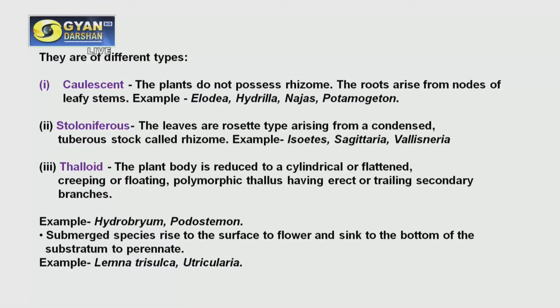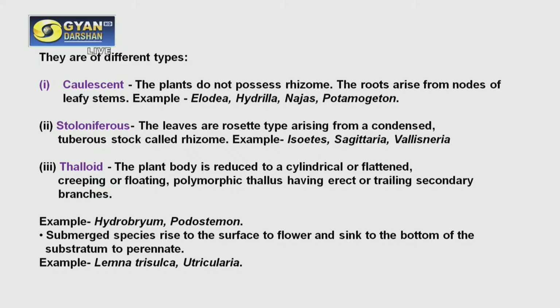Now we can again divide this type of plants into groups. Coalescent, that is the plants do not possess rhizome. The roots arise from the nodes of the leafy stems, like Hydrilla, Najas. Stoloniferous, that is leaves are rosette type arising from a condensed tuberous stalk called rhizome, like Isoetes, Sagittaria, Vallisneria. These are all very important groups of hydrophytes. Thalloid, that is the plant body is reduced to a cylindrical or flattened, creeping or floating polymorphic thallus, having erect or trailing secondary branches, like Podostemon.